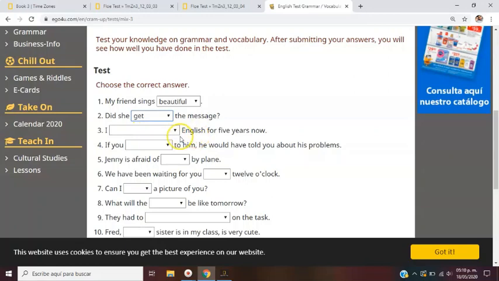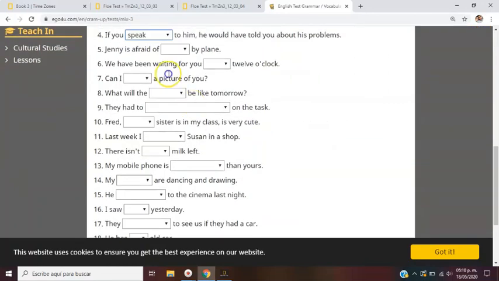Number 3. I English for 5 years now. This really is really easy. I have been learning. Number 4. If you speak to him, he will have told you about his problems. Number 5. Jenny is afraid of going. We check the word after the preposition, we need ing.